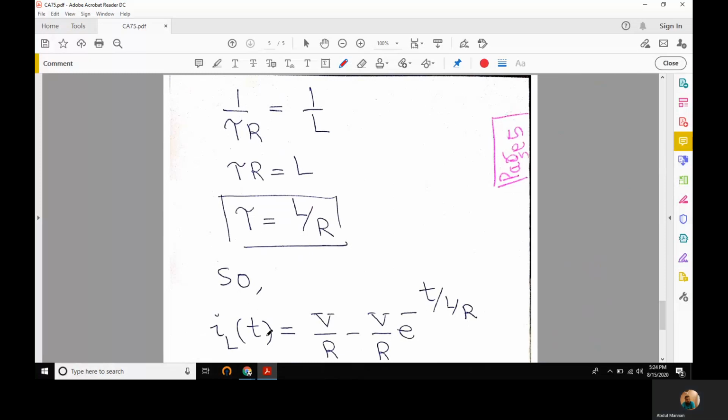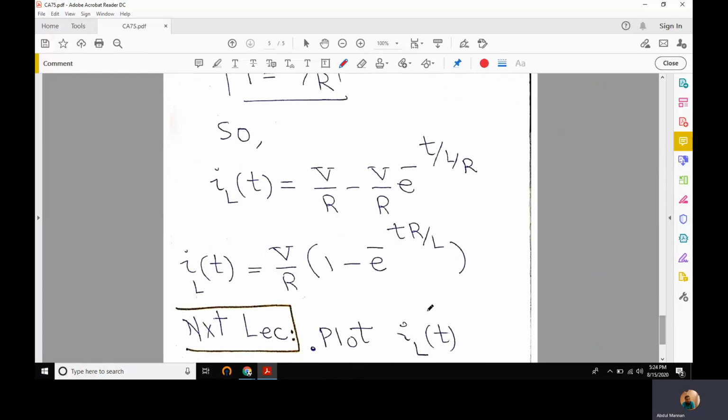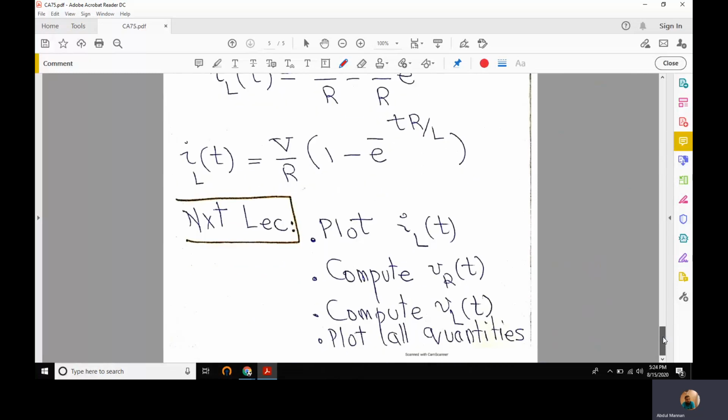So I sub L of t is this, or we can write it like this. In our next lectures we will plot I sub L of t, we'll compute V sub R of t and V sub L of t, and we'll plot all these quantities. Thank you.